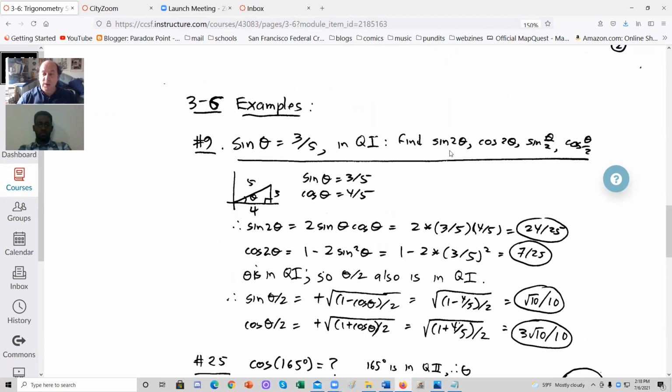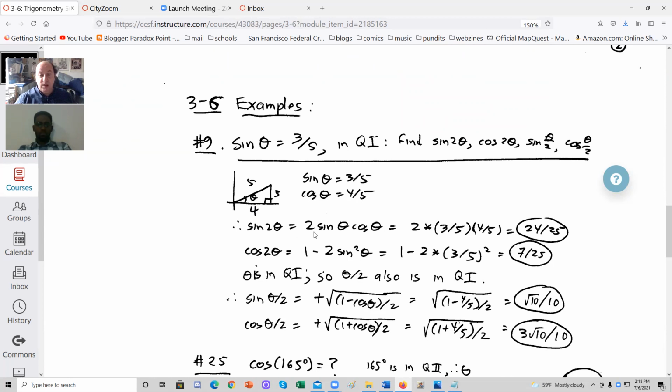Find sine of 2 theta, cosine 2 theta, sine of theta halves, and cosine theta halves. All right, so first quadrant, sine is 3 over 5, opposite is 3, hypotenuse is 5. Then by Pythagoras, we derive that the adjacent side is 4. All these are positive numbers because this is the first quadrant. So sine is 3 over 5, again, and cosine is adjacent over hypotenuse, 4/5. Now we have all we need.